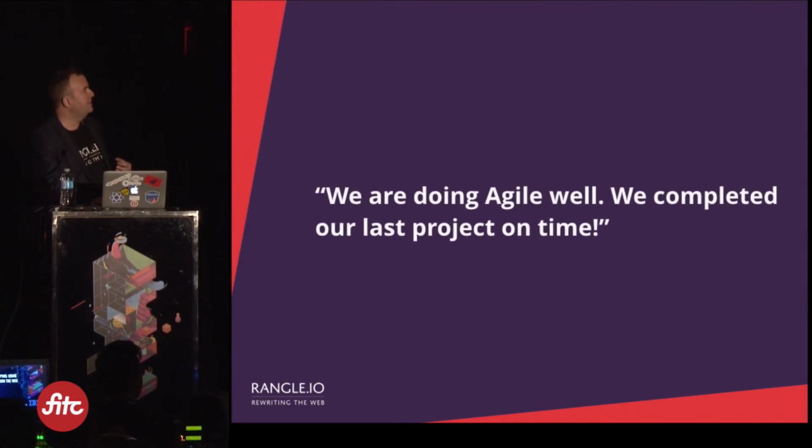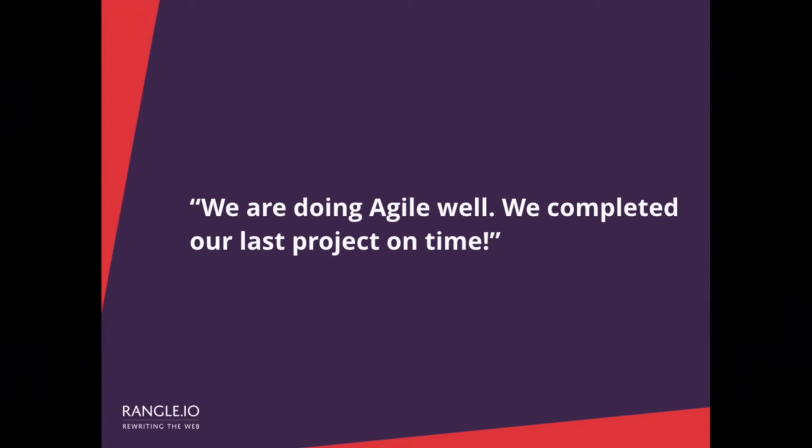Some things that you'll often hear is like, oh, we're doing Agile well. We completed our last project on time. It's like, what? What does that mean, right? So you're doing it well. You got it done on time, which meant that you cut whatever corners. You've specified it up front. You knew what you were building. You just did a waterfall project, and you called it Agile. You're lying to yourself, and you're not getting any of the real benefits.